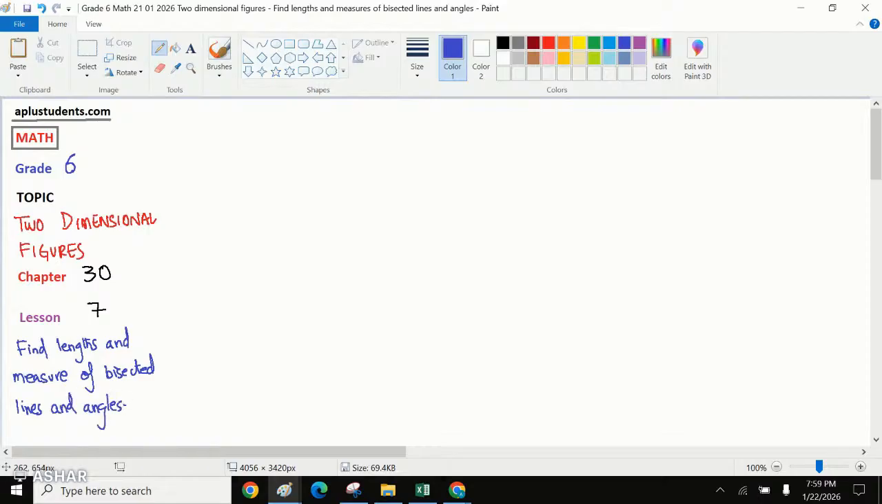So let's go to the website. Once we are on the website, we will have Math, grade 6, chapter 30, lesson number 7, finding the lengths and measures of bisected lines and angles, right? Length would be the bisected line and measure would be the angle. We cannot say the length of the angle. We say the measure of the angles. I'll just write it down. Length of a line, and we say measure of an angle.